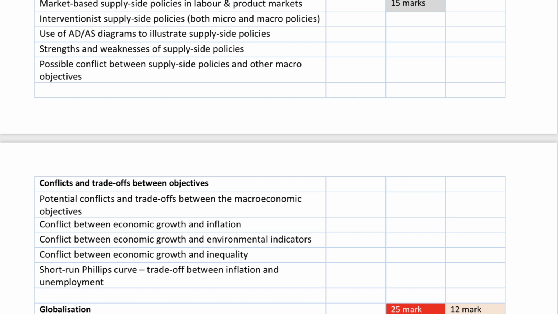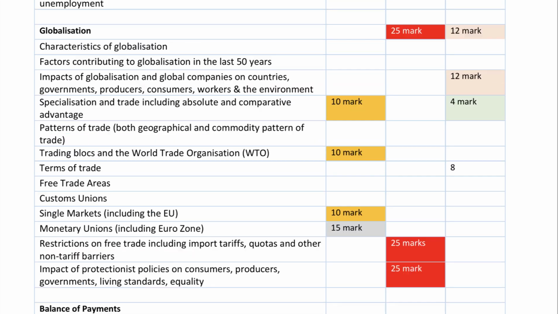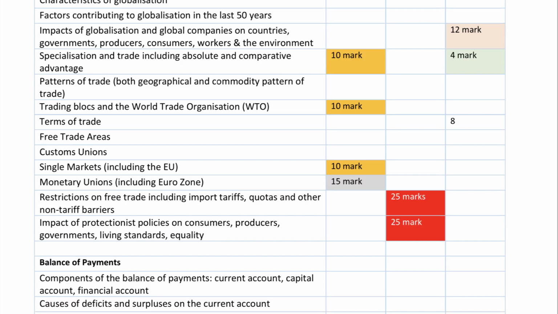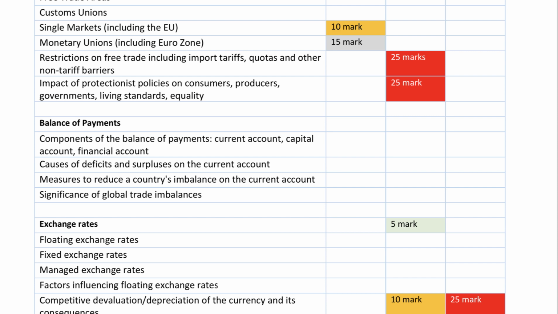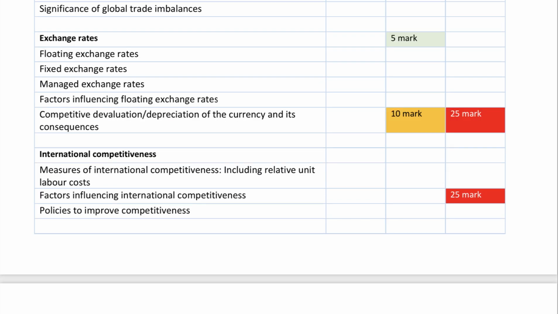Conflicts, well, pretty blank at the moment. Globalization, but you're going to revise these topics anyway. These are big parts of the syllabus. This is on the globalization section. Protectionism came up in 2017. Nothing really on the global economy last year. So I suppose a development globalization focus could be there. Balance of payments, exchange rates, competitiveness.